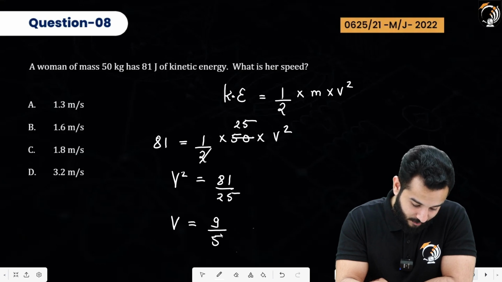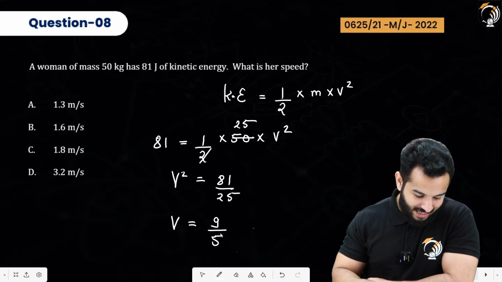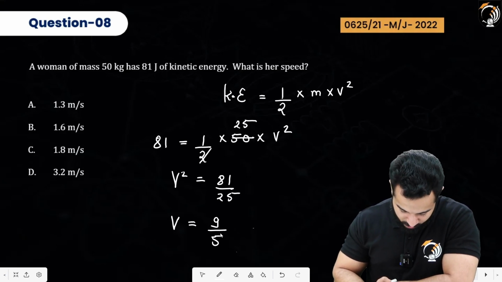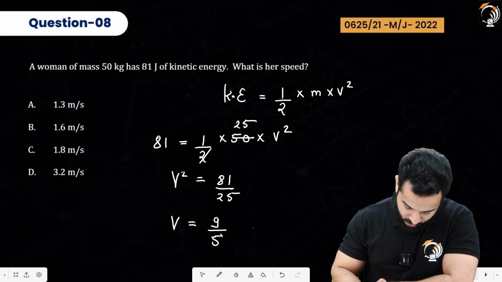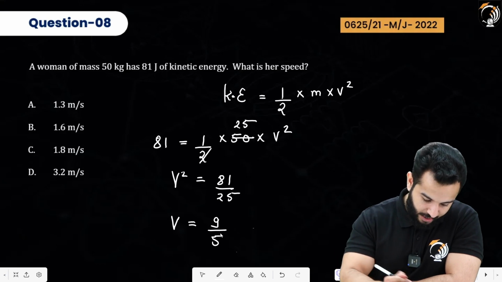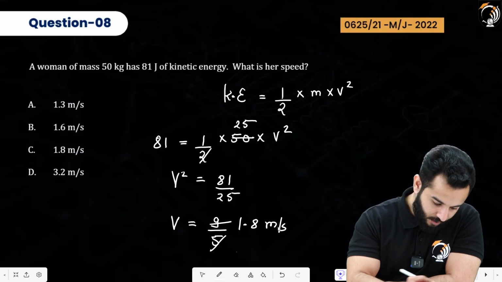Is everything fine over here? Hope so. Yes, everything's fine. So this is going to be just a little less than 2. Hopefully this is going to be nothing but 1.8, but let me check it. So 9 divided by 5 is just 1.8, right? This is going to be 1.8 meter per second.